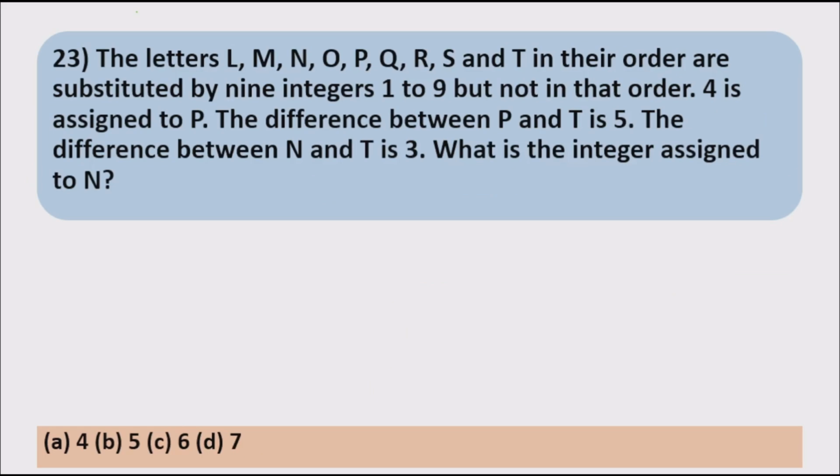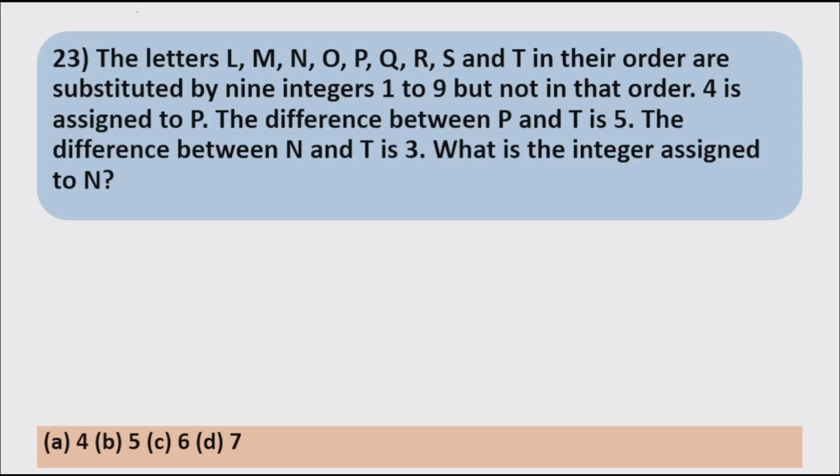Okay, we have another one. The letters L, M, N, O, P, Q, R, S, T in their order are substituted by 9 integers 1 to 9, but not in that order. 4 is assigned to P. Difference between P and T is 5. The difference between N and T is 3. What is the integer assigned to N?